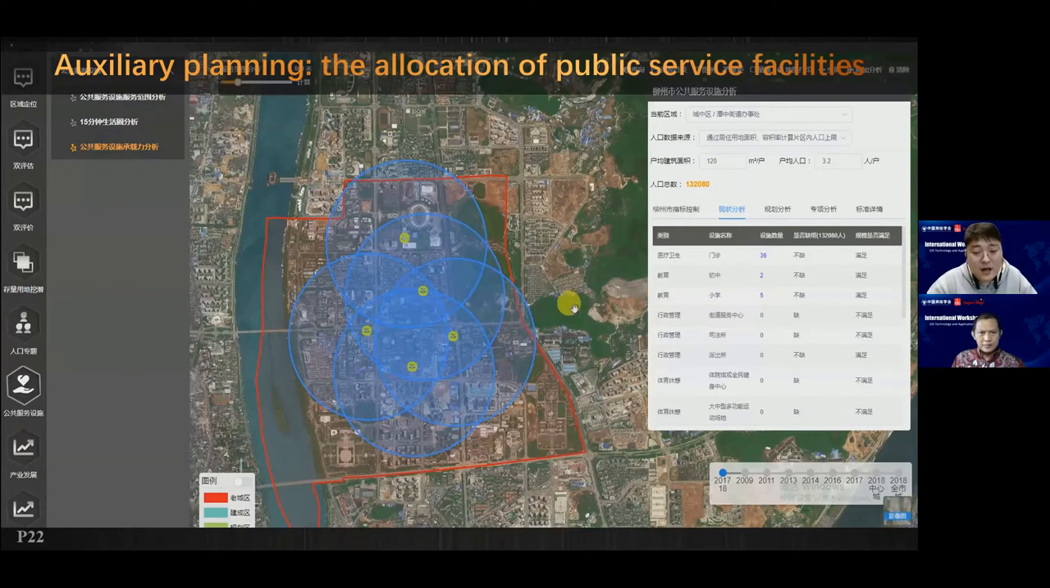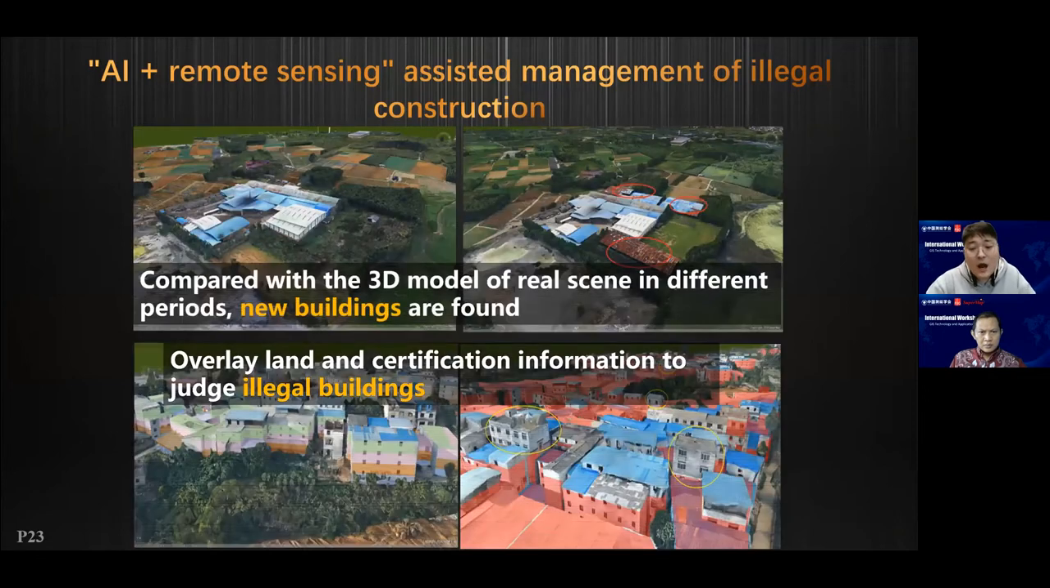And this is a case of auxiliary planning, the allocation of public service facilities. AI also can be helpful in urban management, but AI is only in the beginning stage. For example, we can compare the 3D models of the real scene in different periods, and based on AI we can find the new buildings. And we can overlay the new buildings with the land and certification information to judge the illegal buildings. So based on AI and oblique photogrammetry data, we can easily find the illegal buildings.